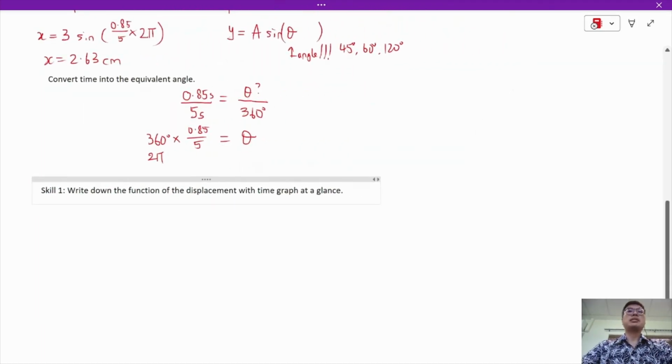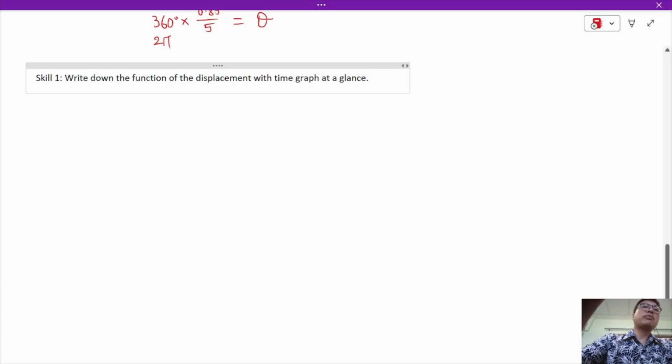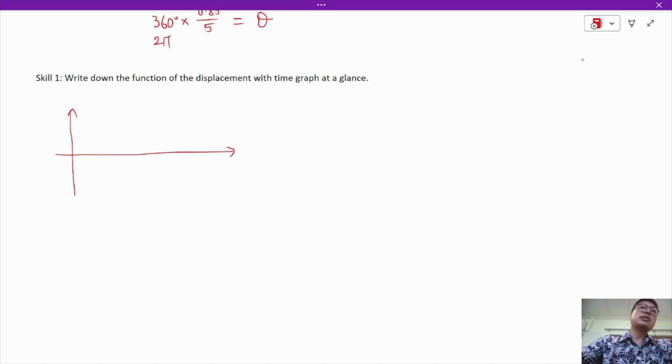So I'm going to test you, whether you can write the function of the displacement with time graph at a glance. This is the graph that we have just done before. This is exactly the same graph. Do you remember the values? The amplitude is 3 and minus 3, and the period is 5 seconds, in terms of cm. So we write down x is equals to 3 sine.